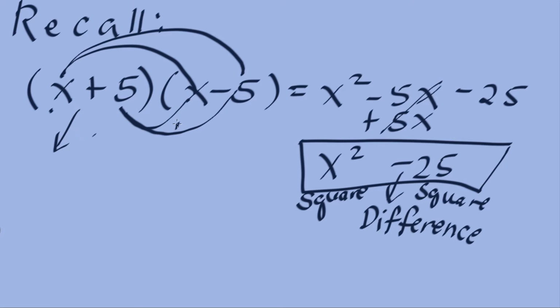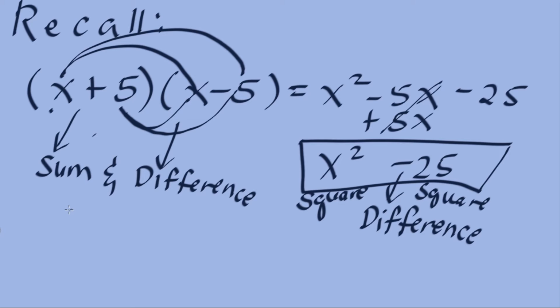So the x plus 5 and x minus 5, we actually have a sum and difference of the same two numbers, like x and 5 for both of them. It's just one is using plus, the other is a minus. So it's a sum and difference of two numbers, x and 5. So when you multiply a sum and difference of two numbers, then the product we get is a square minus another square, or a difference of two squares. Let's take another example of sum and difference of two numbers.